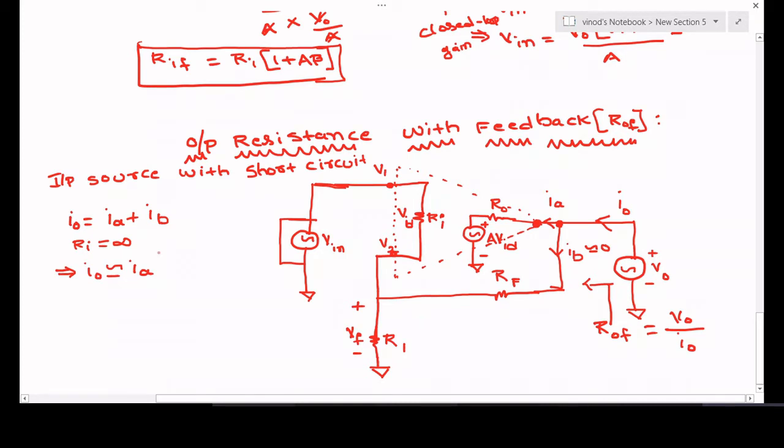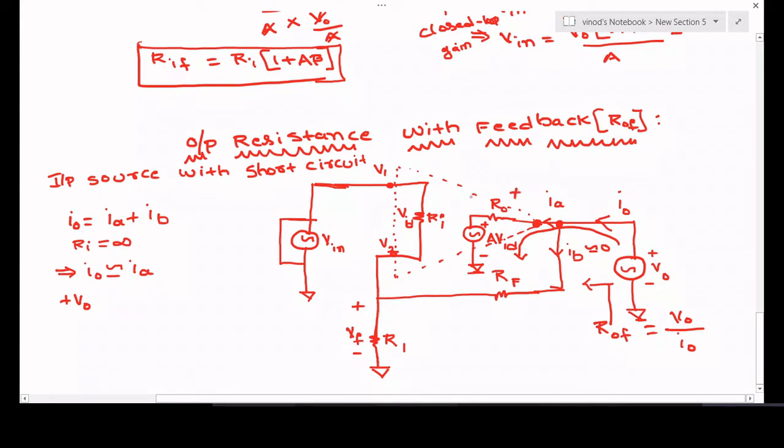Next, we will write KVL in this outer loop. We will start from this ground and end with this ground. Whenever we start from a ground and end with the ground terminal, that is a closed loop. Then we write Kirchhoff's voltage law inside this loop. Going from minus to plus, I will write plus V0, and this IA is flowing in this direction.